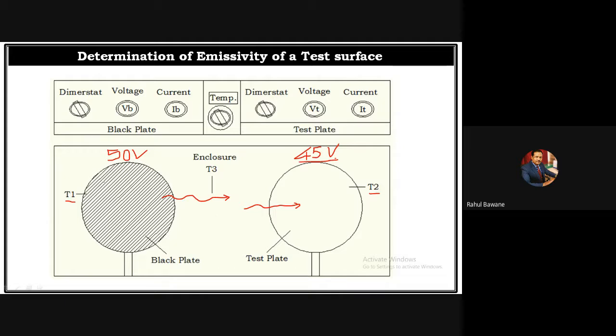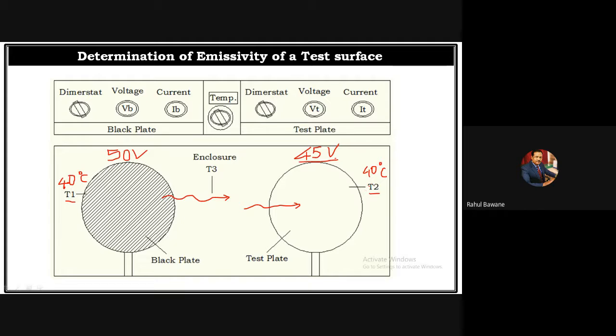Now, suppose we observe the same value, say 40 degrees centigrade for T1, and this 40 degrees centigrade is due to the 50 volt supply. For the test plate at 45 volt, it is maintaining suppose 38 degrees centigrade, but due to radiation it gains more heat, and at last we observe the test plate also has 40 degrees centigrade. When we observe both plates having the same temperature, our experiment is over.